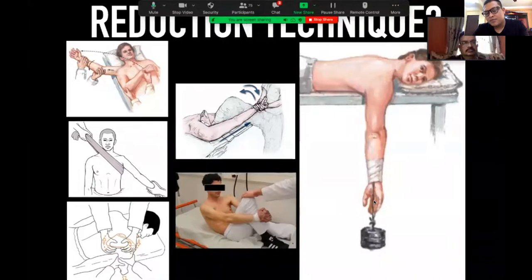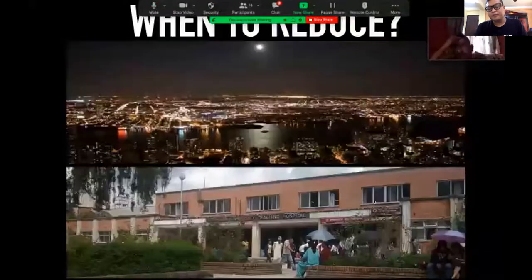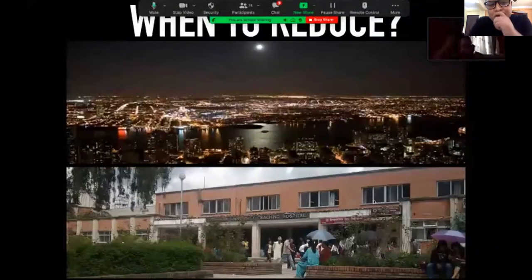To tell you frankly, when he proposed this technique, we all didn't believe in it. But when we executed it, it was so painless. If there were associated other lesions, only then did this technique fail; otherwise it didn't fail. So I would like to request all the younger colleagues to try this scapular technique for the reduction of shoulder dislocation. So let us proceed.